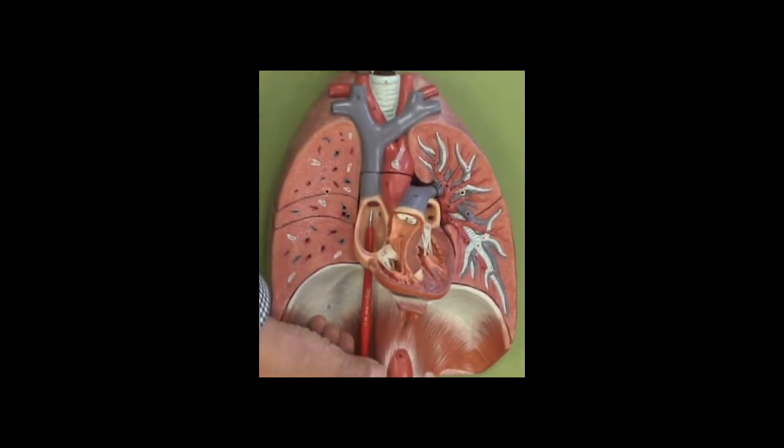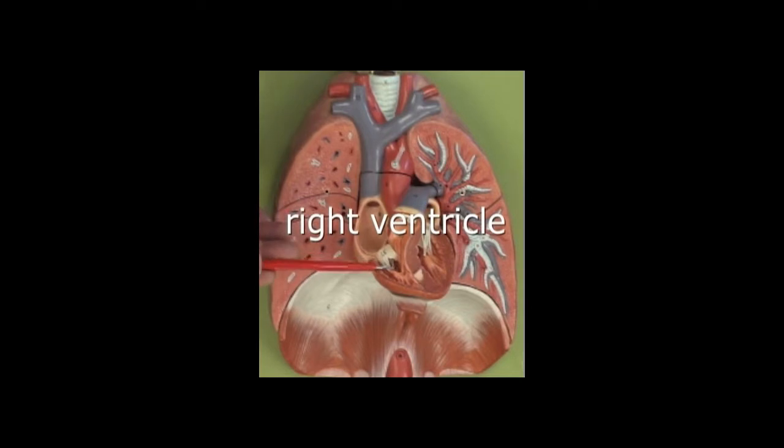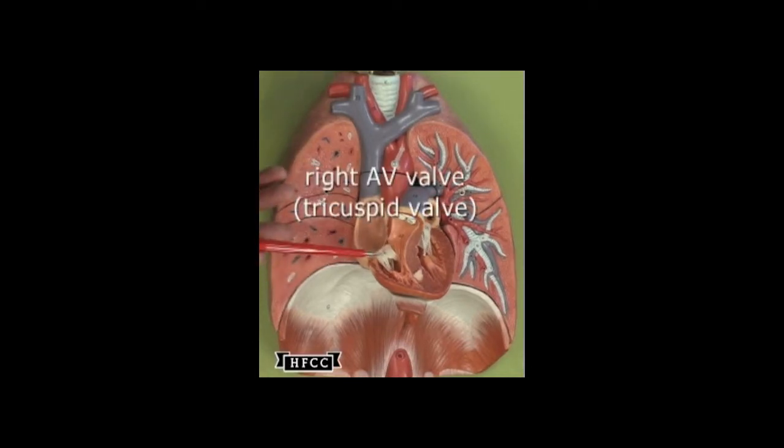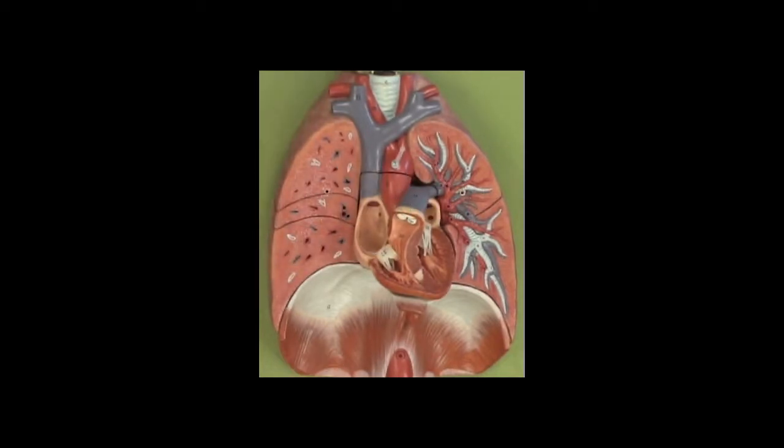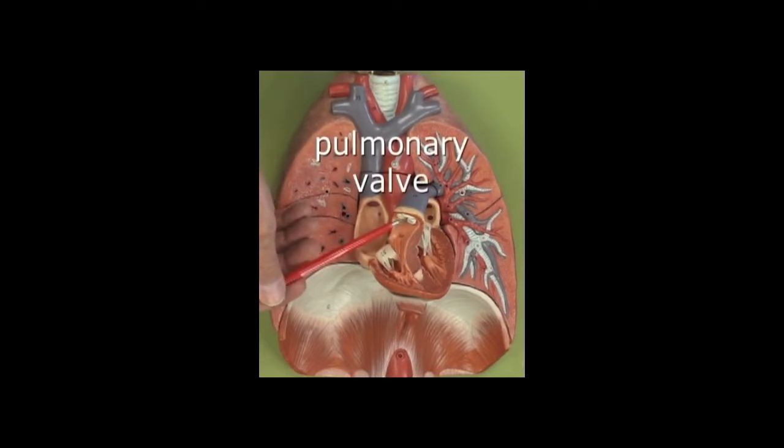Now going down into the right ventricle, the chamber looks small, but on a more lateral view it would be larger. And the white there would be the right AV valve or tricuspid valve, also called the right atrioventricular valve. And this now would be the pulmonary valve that exits blood from the right ventricle up in there into the pulmonary artery.